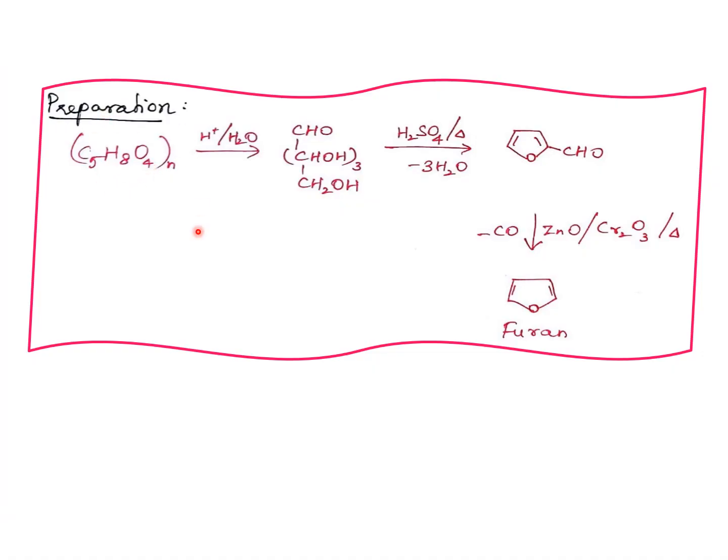Here we can see the preparation of furan. Furan can be prepared from a pentose compound. On acidolysis at high temperature, it gives furfural as a product, which on treatment with zinc oxide or chromium oxide at high temperature undergoes decarboxylation of furfural, providing the formation of furan.